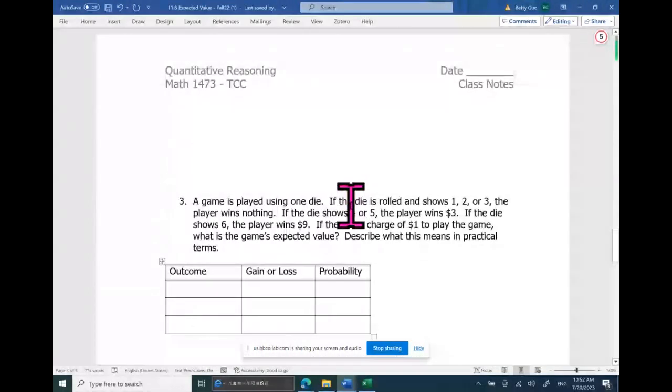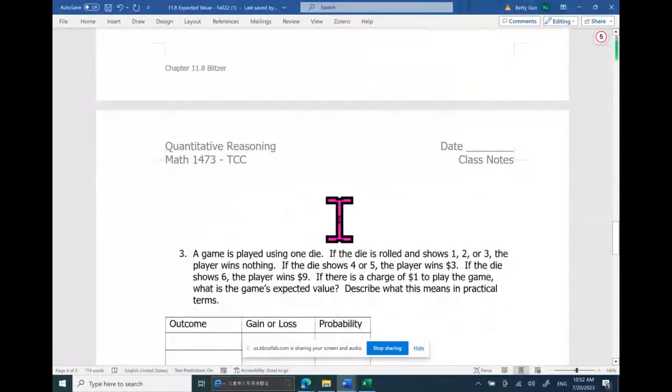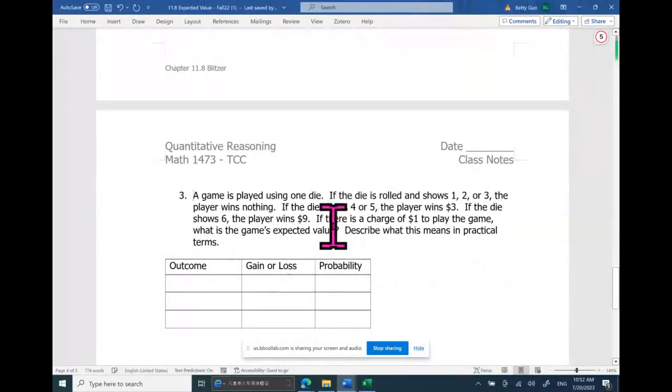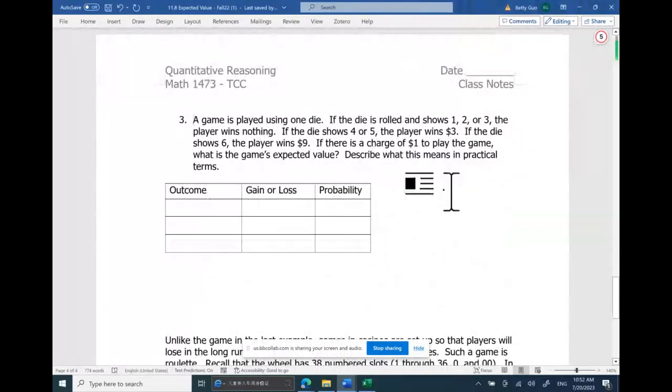Next question. Question number 3, a game. A game is played using one die. If the die is rolled and shows 1 or 2 or 3, the player wins nothing. If the die shows 4 or 5, the player wins $3. If the die shows number 6, the player wins $9. If there is a charge of $1 to play the game, well, the game is not free. $1 cost to play the game. What is the game's expected value?